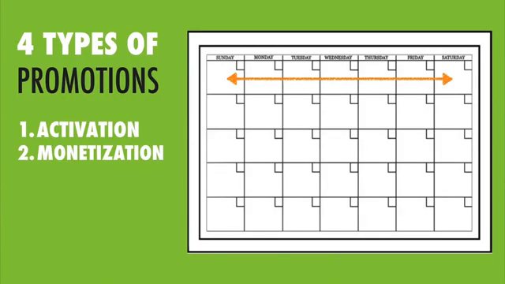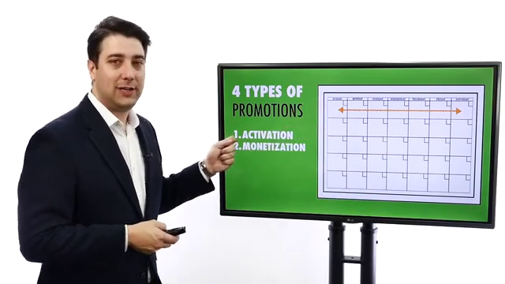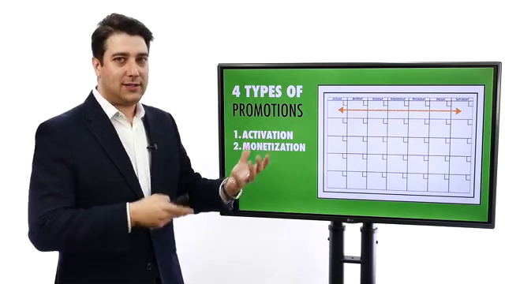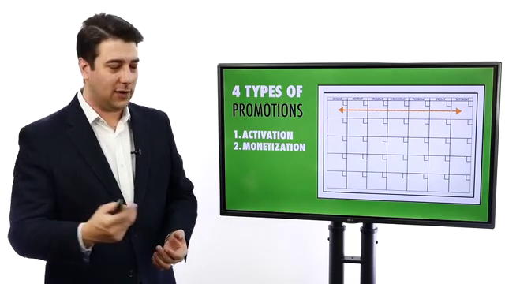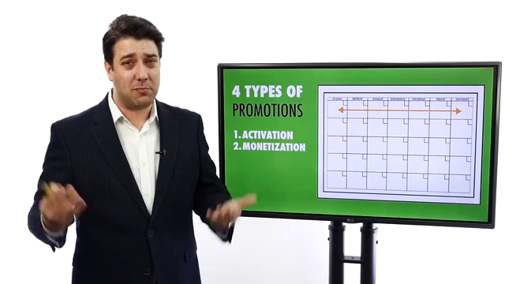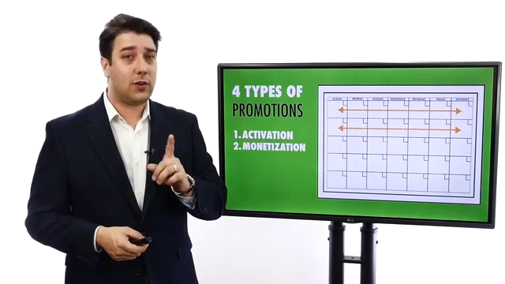Now, the next type of campaign is a monetization campaign, and this is pretty self-explanatory. Where the goal of an activation campaign is to activate as many prospects into recent buyers or previous buyers into recent buyers as possible, the goal of a monetization campaign is to make as much money from this campaign as humanly possible.